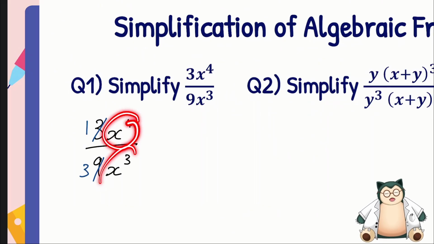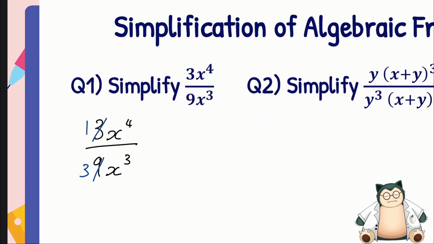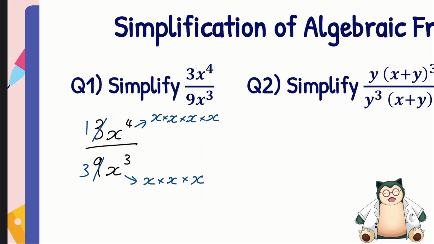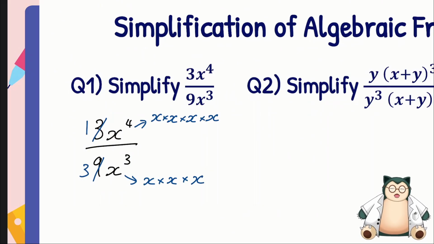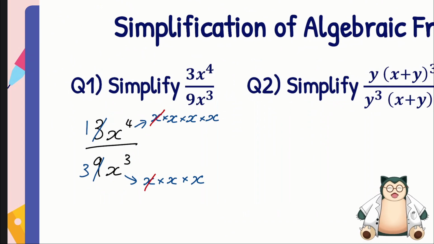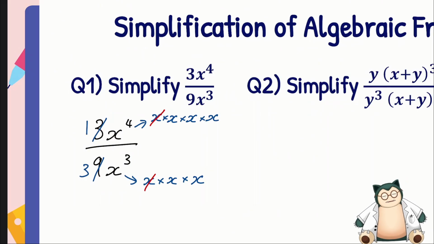Next, let's look at x. In this case, what we have is x to the power 4. We know that x to the power 4 can be written as x multiplied by x multiplied by x multiplied by x, and the denominator x cubed can be written as x multiplied by x multiplied by x. When we are simplifying algebraic terms, we are just dividing the numerator and denominator by the same term. So we divide x at the top and bottom, basically cancelling each of them out, and we do it for the second one and the third one.